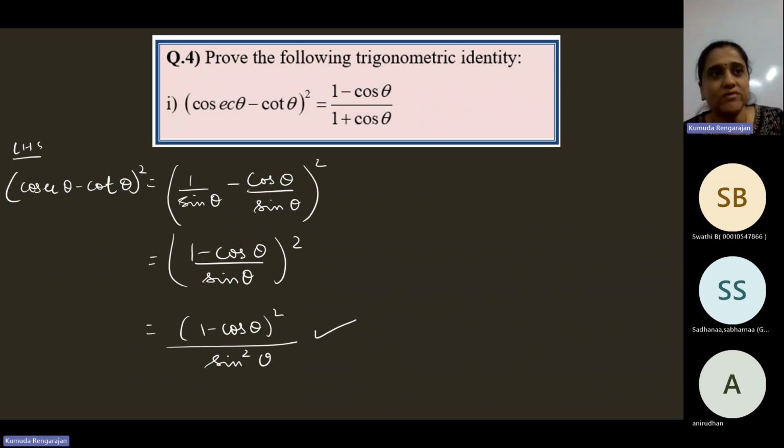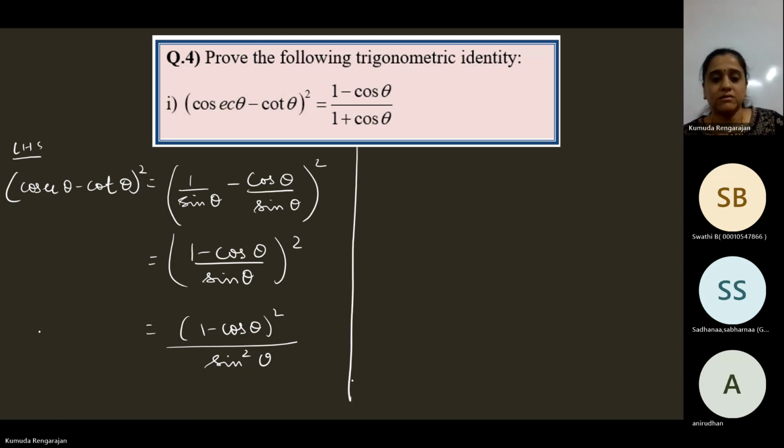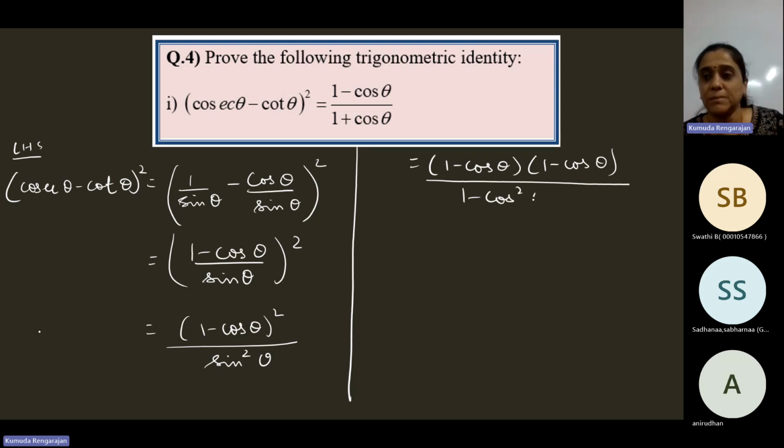Also in the RHS, we don't have sin. We have only cos. So next step, you should write 1 minus cos theta into 1 minus cos theta, write it 2 times, divided by sin square theta, which is 1 minus cos square theta. Because in the RHS we have only cos, we don't have sin.